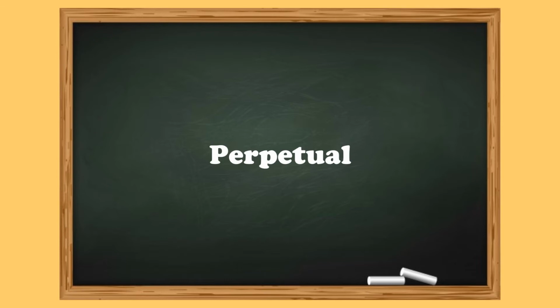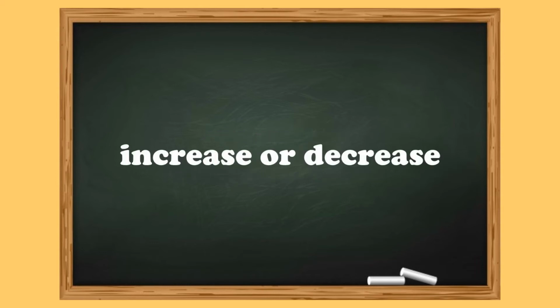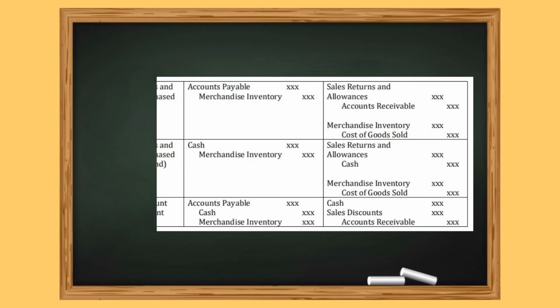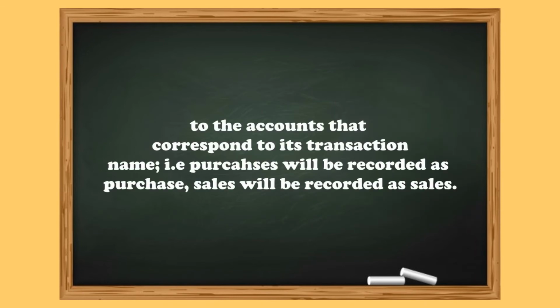Transactions on a perpetual inventory system, such as sales, purchases, returns and allowances, and purchase discounts, will be recorded as either an increase or decrease to the inventory account. On the other hand, transactions on a periodic inventory system will be recorded to the accounts that correspond to their transaction name. For example, purchases will be recorded as purchases, and sales will be recorded as sales.